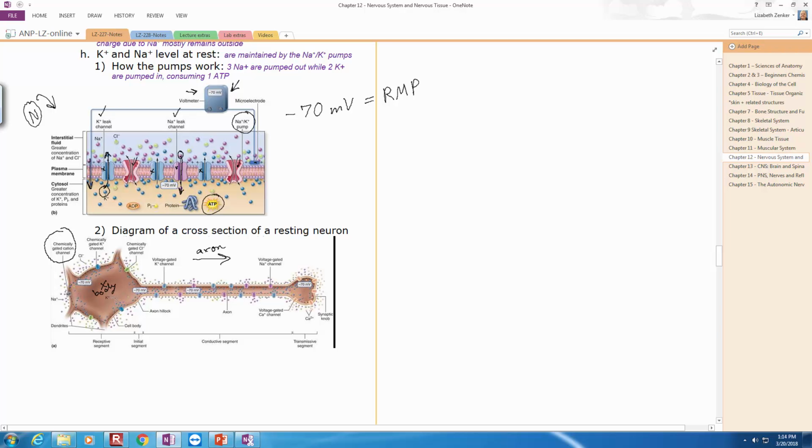The axon, we said, is going to have more of the voltage-gated channels. So that's what we're seeing here. There's even one over here. And then what is this little knobby end at the end called? The synaptic knob. So this could be a neuron whose synaptic knob has a neuromuscular junction to a skeletal muscle.